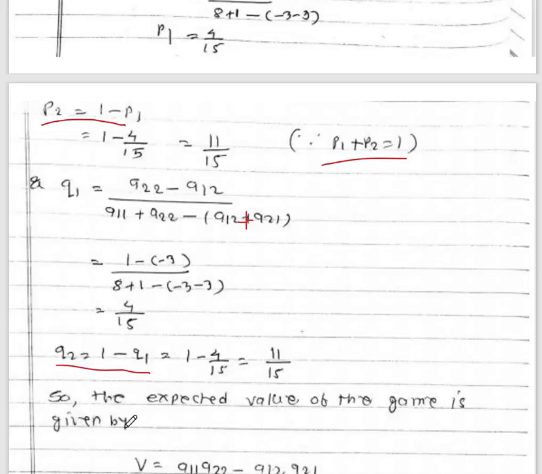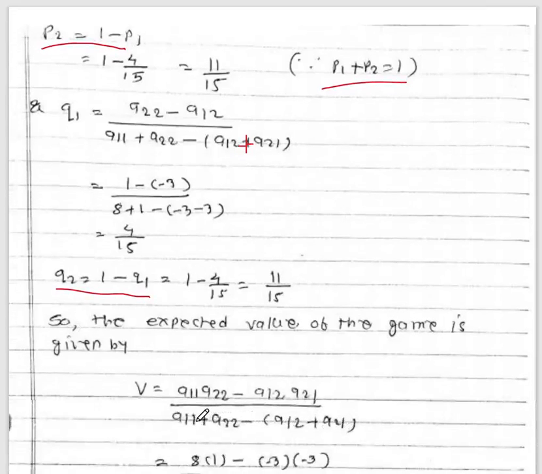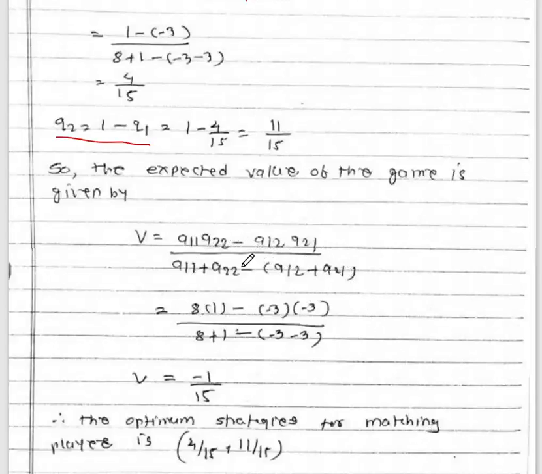Therefore the expected value of the game is given as V equal to A11 A22 minus A12 A21 divided by A11 plus A22 minus A12 plus A21. This is the formula for the value of the game. Putting all the values from the given payoff matrix and solving, you will get V equal to minus 1 upon 15. Now we will find out the optimum strategies for the matching player.